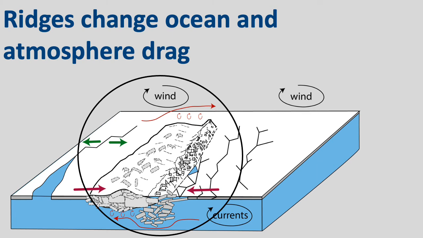Ridges are also obstacles for moving air and water. They create turbulence and increase the ocean and atmosphere drag. This way, they change, for example, how effective the wind can push the sea ice. You can think of ridges like sails in the wind.